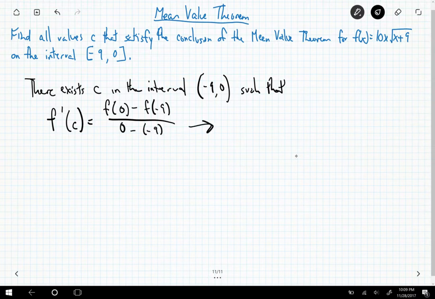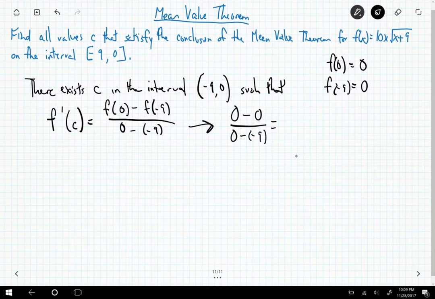Well, in this case, what is f of 0? Notice you plug in 0, and 10 times 0 will make that whole thing 0. And f of negative 9, you get 10 times negative 9 times the square root of negative 9 plus 9, but that's the square root of 0, so that's also 0. So you have 0 minus 0 all over 0 minus negative 9. So this equals 0, which is what we want f prime of c to equal.